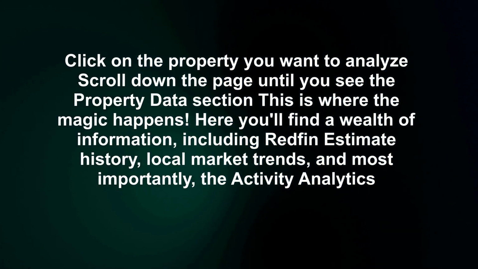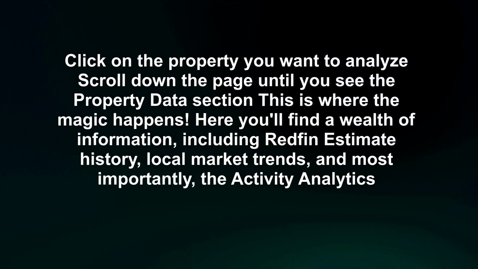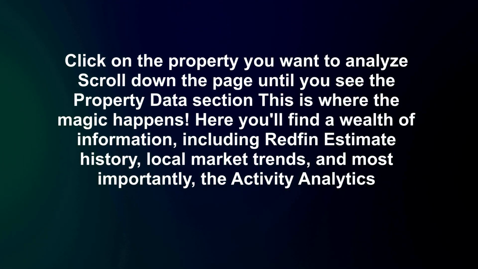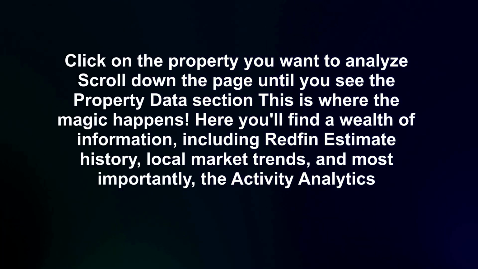Scroll down the page until you see the Property Data section. This is where the magic happens. Here you'll find a wealth of information, including Redfin estimate history, local market trends, and most importantly, the activity analytics.